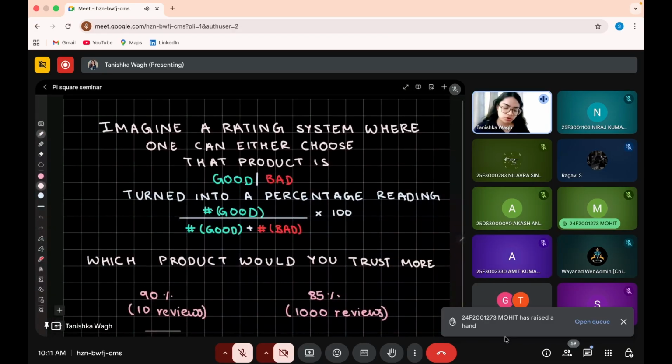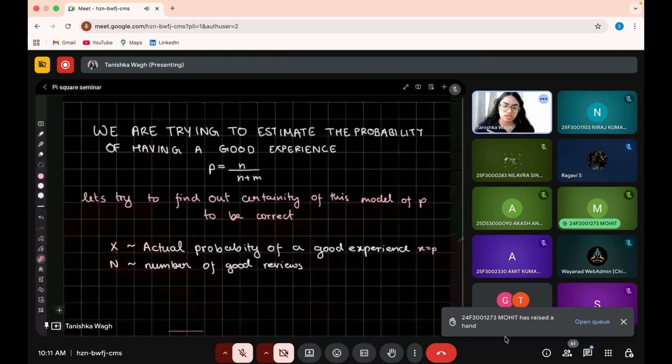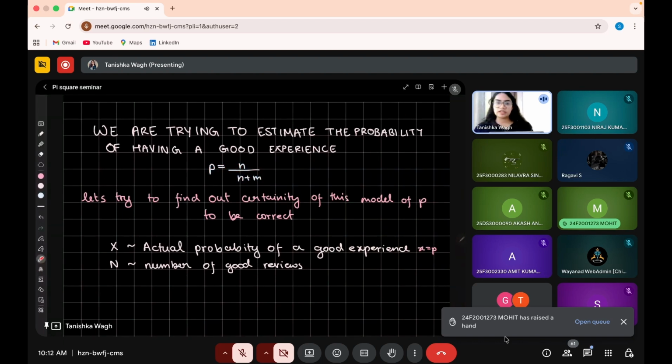Let's take the number of good reviews to be n, and the number of bad reviews to be m. So the percentage rating is just p equals n by n plus m into 100, right? But let's keep it as a probability rating. Like I said, we're trying to estimate the probability of having a good experience, right?